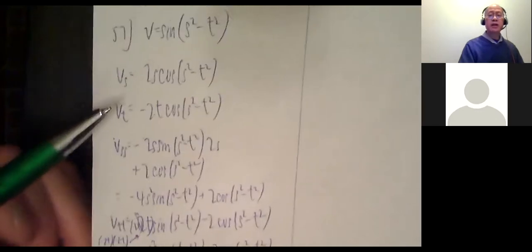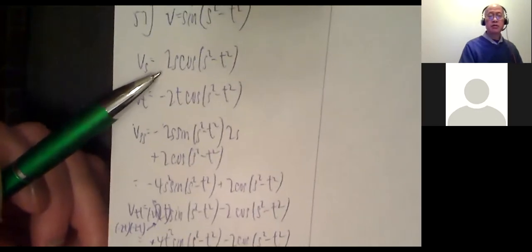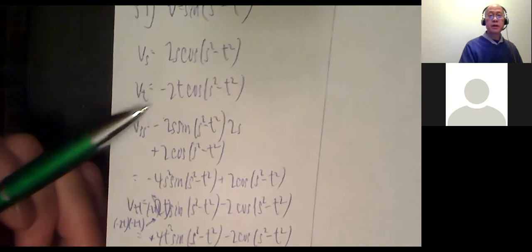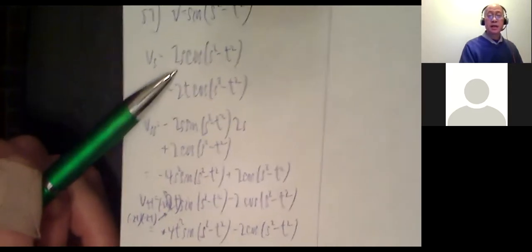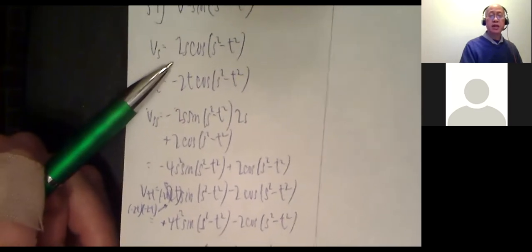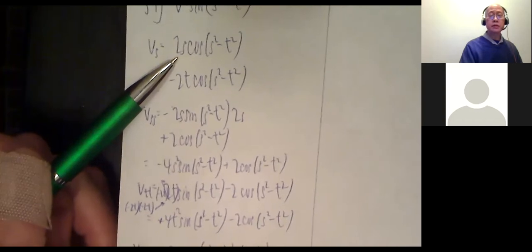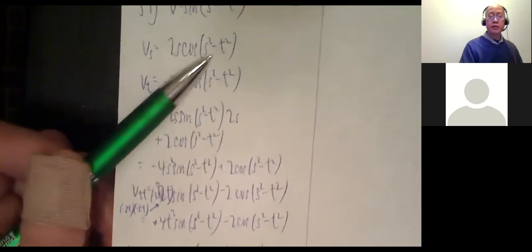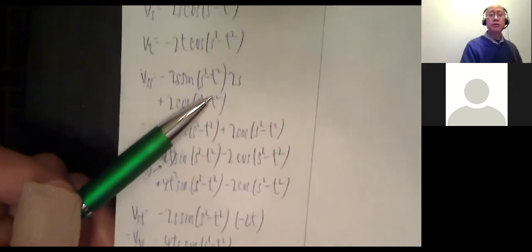Okay. Then the second partials are going to be harder, of course. It looks like they may involve the product rule, right? So Vss. Take the derivative with respect to s and differentiate again with respect to s. Product rule. So first function, 2s, times the derivative of the second. So derivative of cosine, blah, blah, blah, is negative sine, blah, blah, blah, times the derivative of the inside with respect to s, 2s.